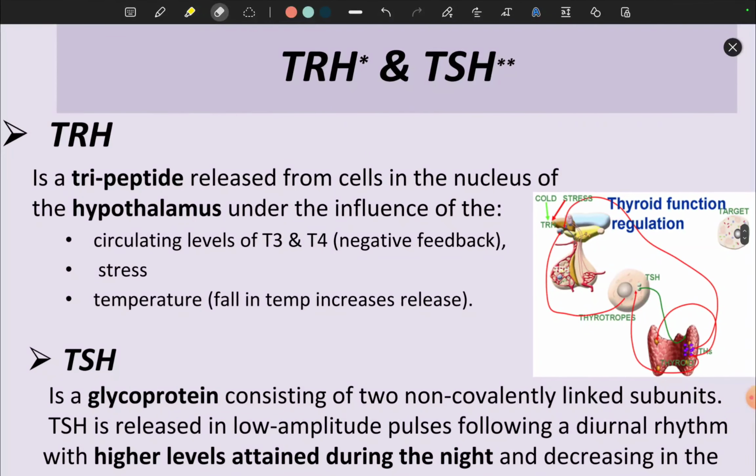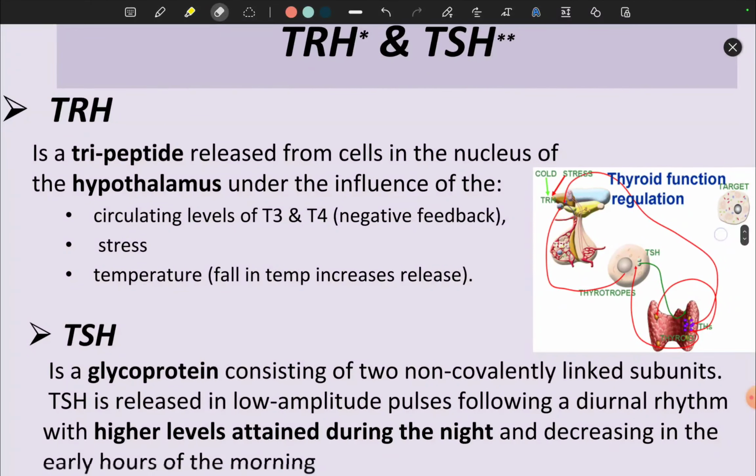TRH from the hypothalamus and TSH from the pituitary.